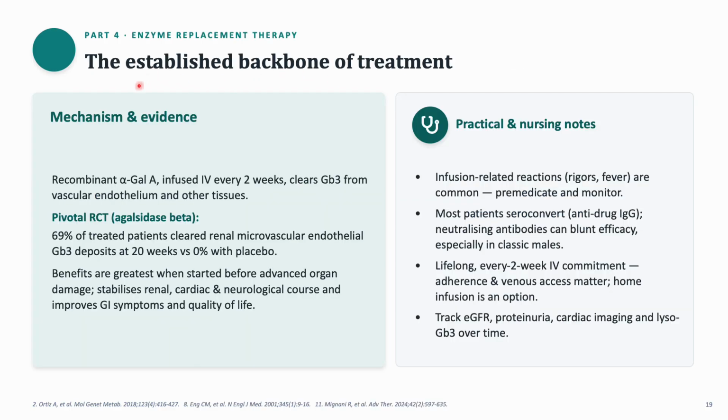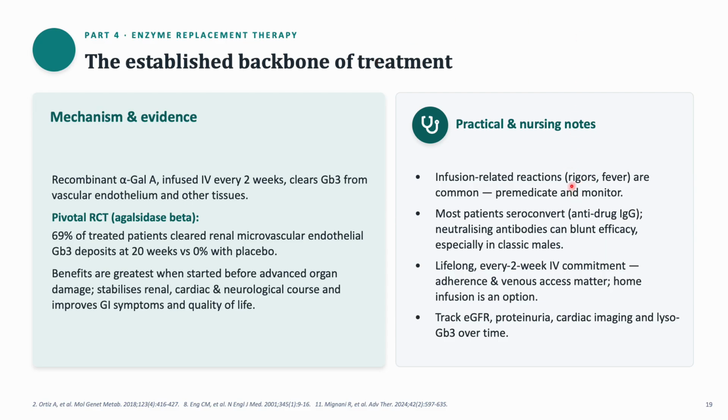Enzyme replacement therapy has been the backbone of Fabry treatment for over 2 decades. The principle is very simple. Infuse recombinant alpha-GLA intravenously every 2 weeks to clear Gb3 from vascular endothelium and other tissues. A randomized controlled study showed 69% of treated patients cleared renal microvascular endothelium Gb3 deposits at 20 weeks, compared with control. Benefits are greatest when started before advanced organ damage, stabilizing renal, cardiac, and neurological course, and improving GI symptoms and quality of life.